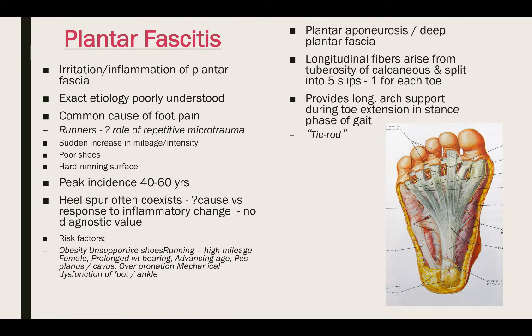And then moving on to plantar fasciitis, we talked about this a little bit already in the podiatry lecture and thinking about the windlass mechanism, but it is irritation and inflammation of the plantar fascia. People aren't really sure why, but it usually happens with an increase in mileage, poor shoes, hard running surfaces, usually in people age 40 to 60. And then sometimes a heel spur coexists.